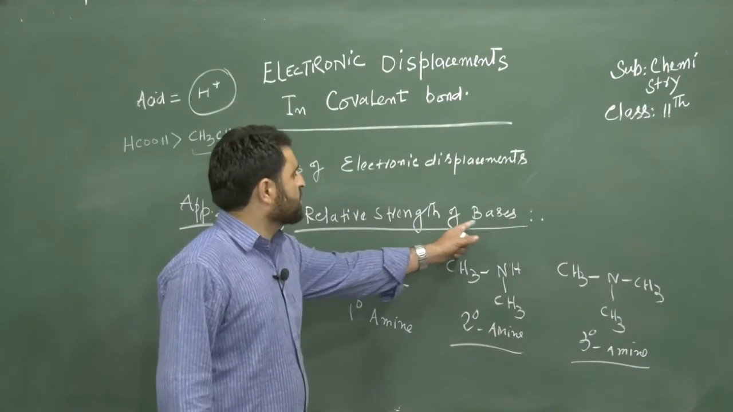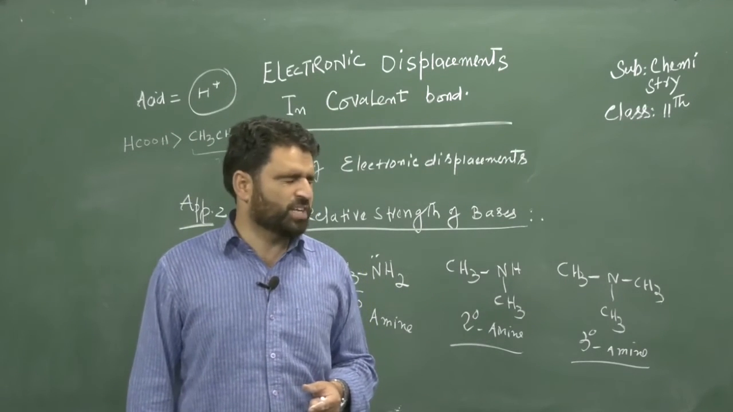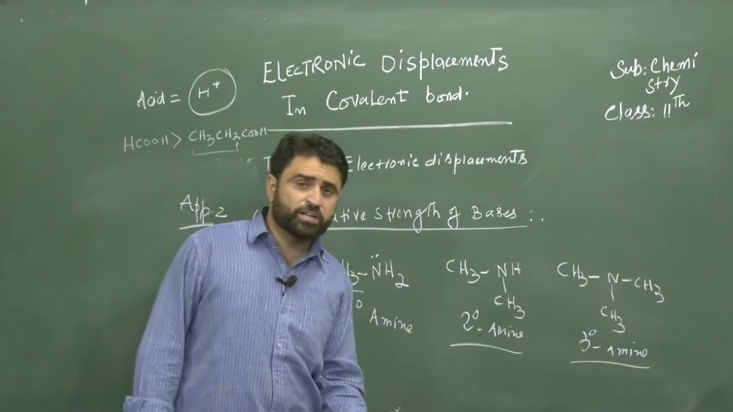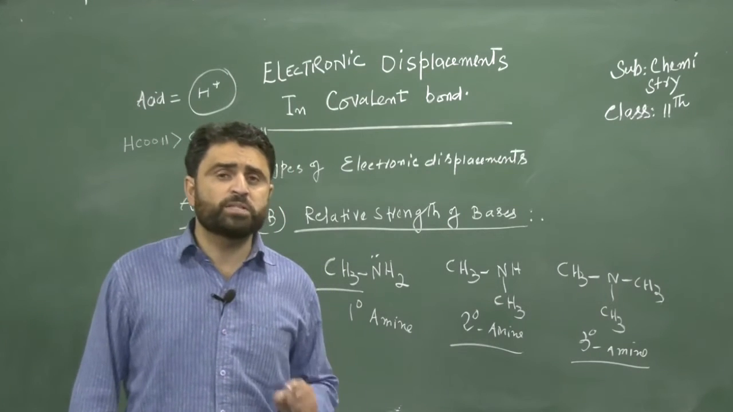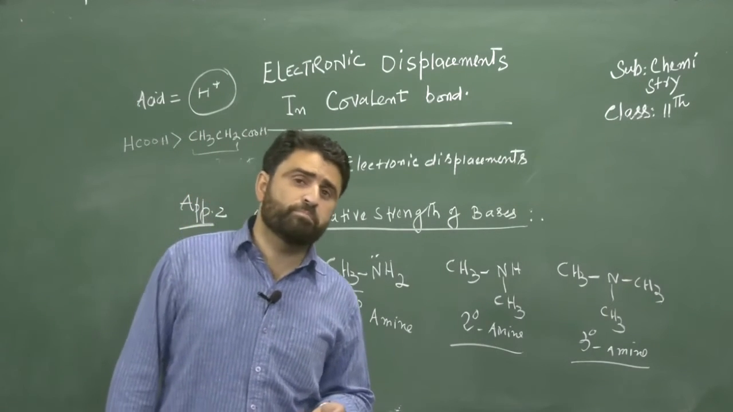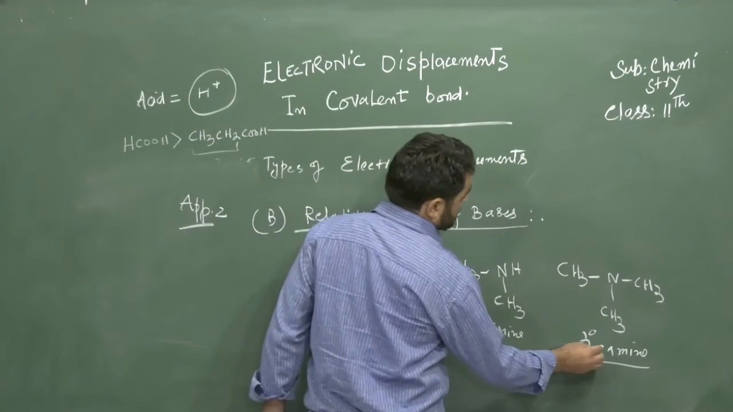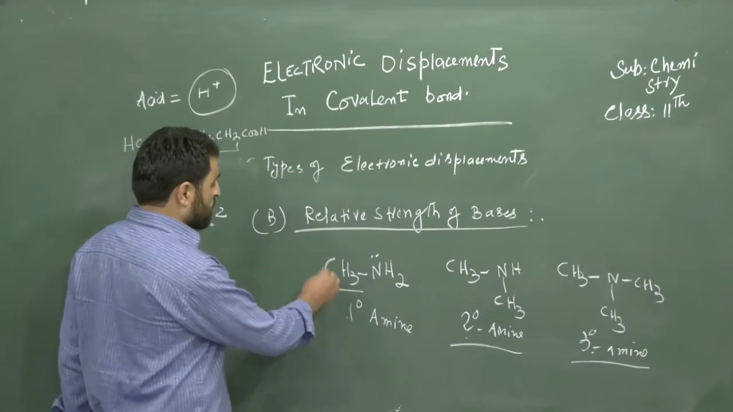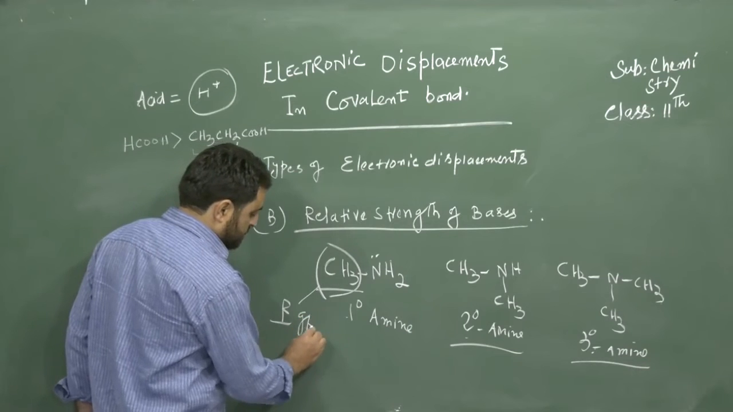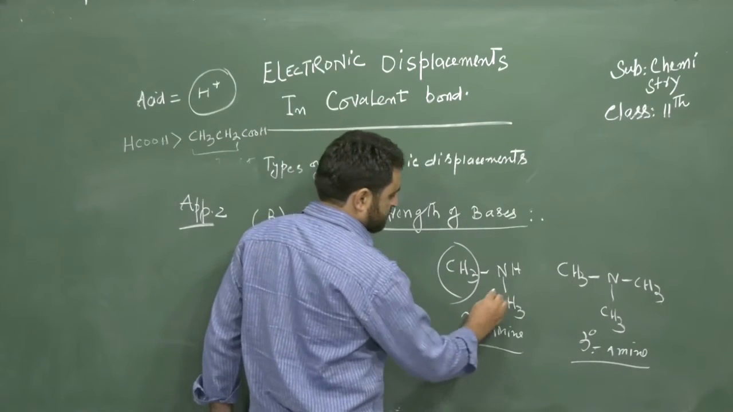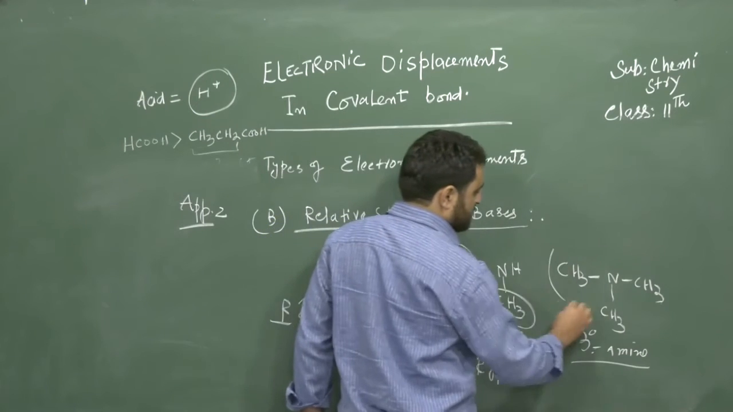After that, relative strength of bases. Now we will discuss which is the stronger base on the basis of inductive effect. I have discussed acid, which is the stronger acid. Now I will discuss which is the stronger base. Here I will write 1 degree amine, 2 degree, 3 degree. If you analyze, this contains only one alkyl group. This contains 2 alkyl groups. And this contains 3 alkyl groups.